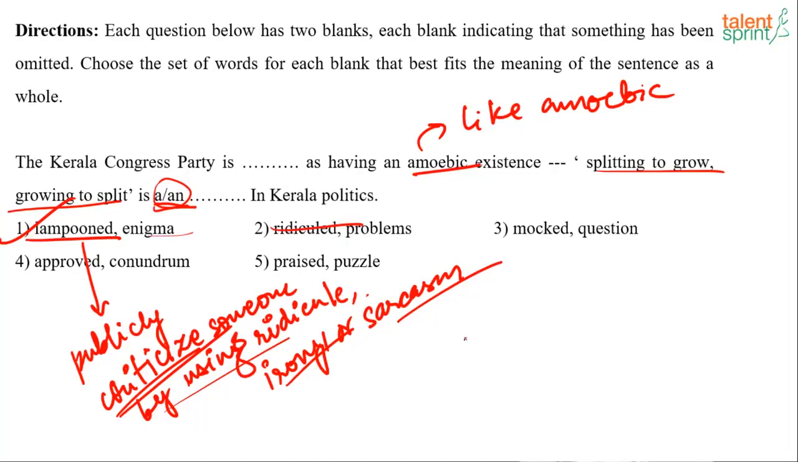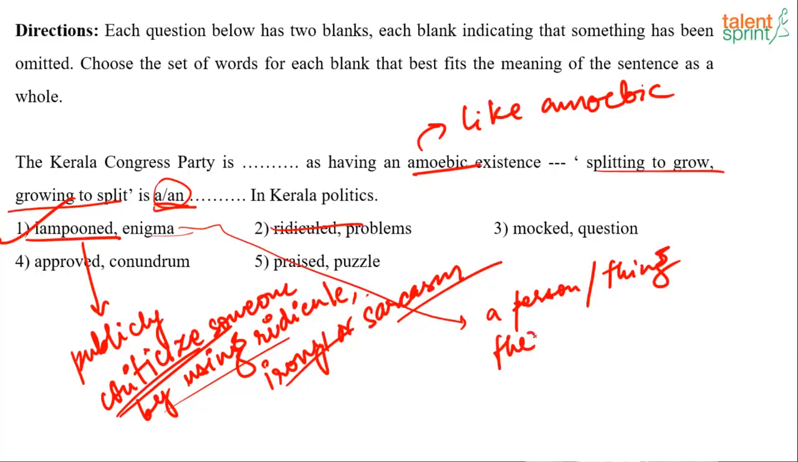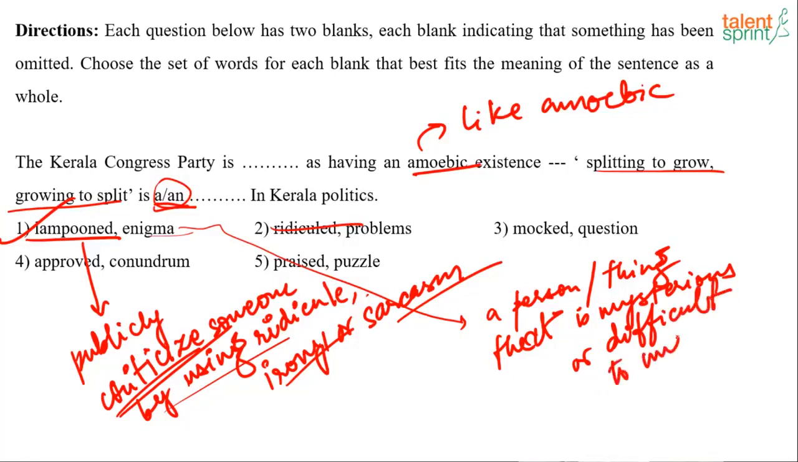What is the meaning of enigma? Enigma is a person or a thing that is mysterious or difficult to understand. Alright, that is the meaning of enigma. So the right answer will be option 1. Alright. So let's move on to the next question.